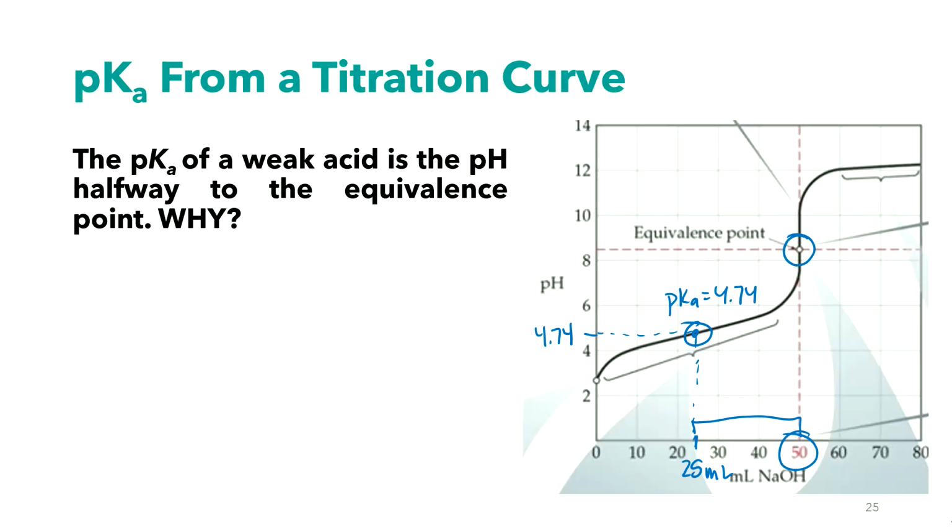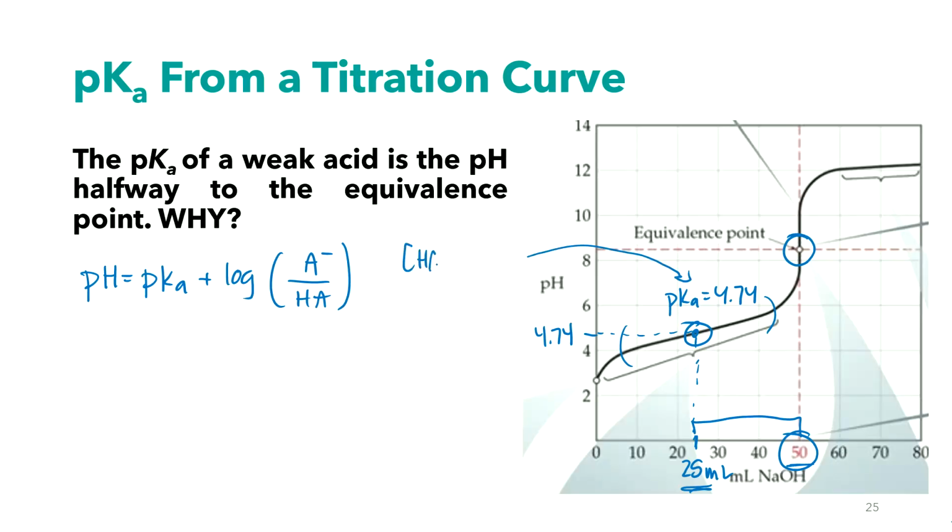And we can read this quantitatively from the Henderson-Hasselbalch. Remember that the pH of a buffer, and we are in the buffer region of our titration curve, equals the pKa plus the log of A minus over HA. At this half point, we have converted half of HA into A minus, which means that at that halfway point, the concentration of HA equals the concentration of A minus.